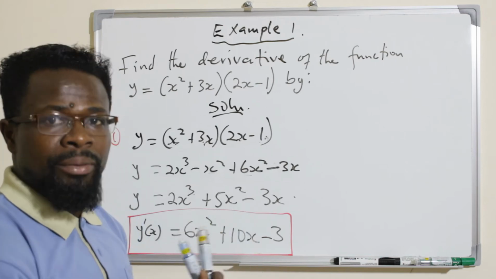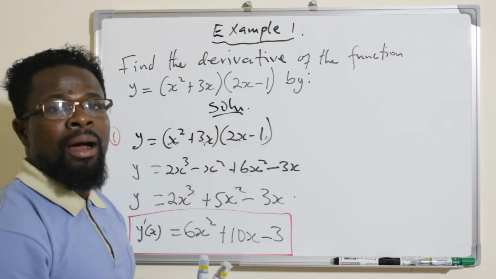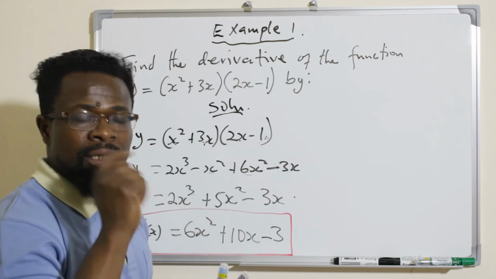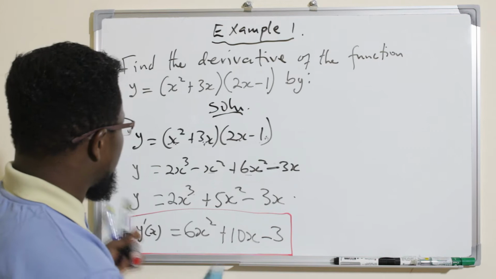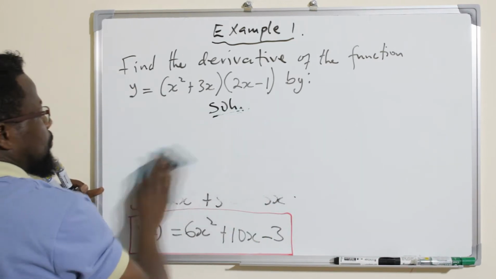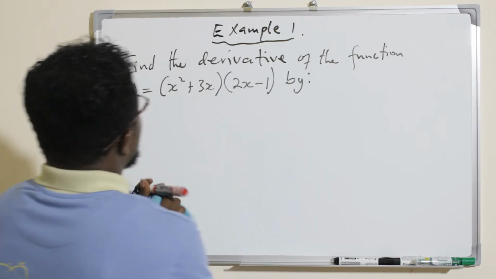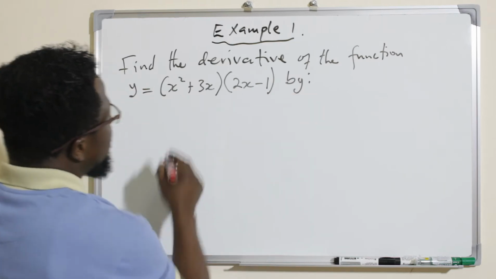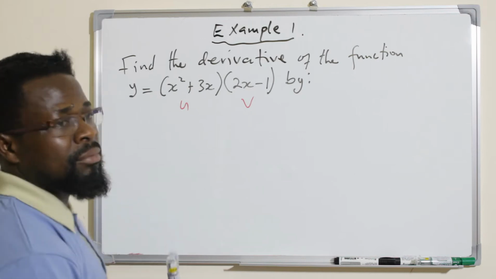Now let's look at question number 2, where we are solving the same problem again, but this time around we are told that we need to use specifically the product rule. So let's look at how we can apply the product rule here. To apply the product rule, first thing is for me to know the function that I was given. This is the function. So I'm using this as my u and I'm using this as my v.